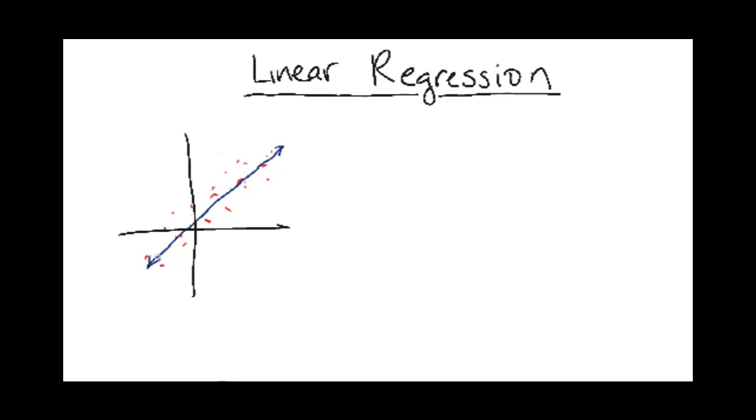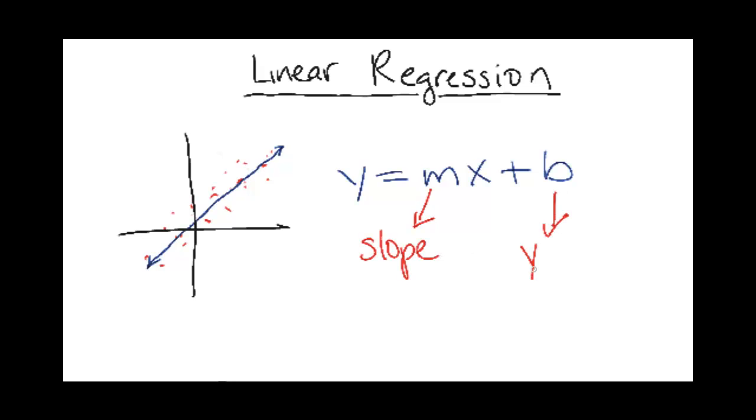And since it is a straight line, it'll have the form of y equals mx plus b, where m is your slope and b is your y-intercept. Some books have this as b1 and b0. Try not to confuse things with extra variables if it's not necessary.